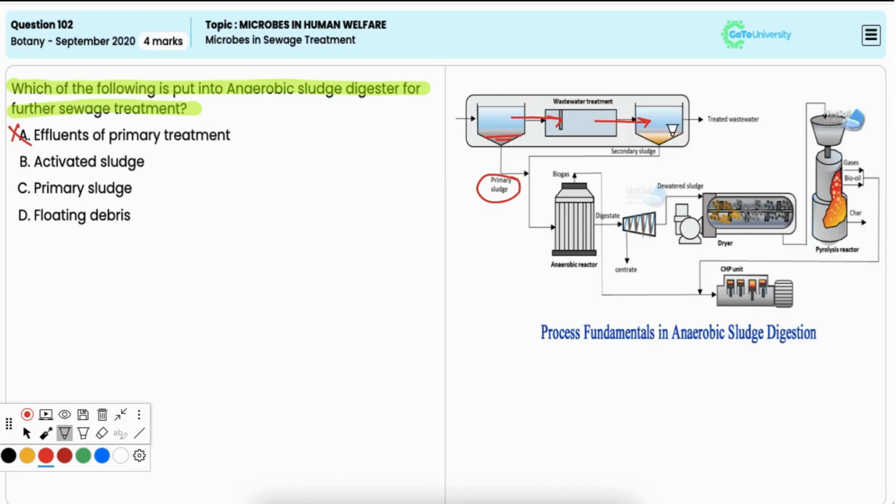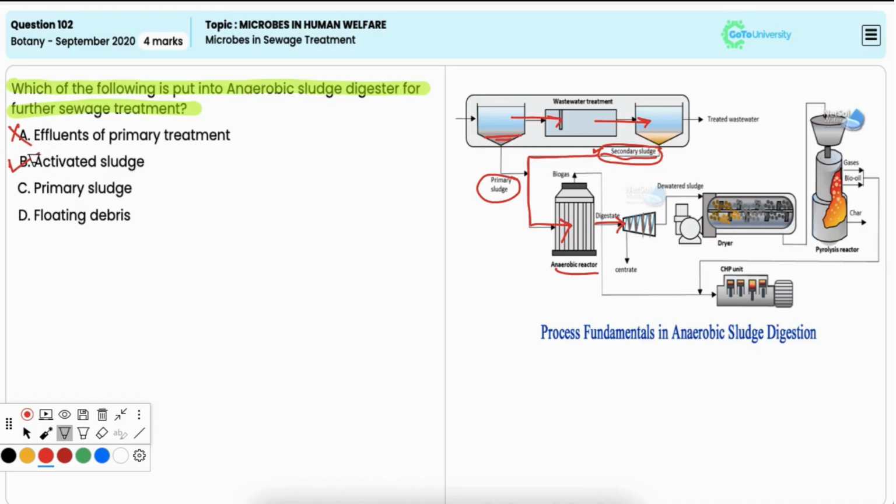Now, in wastewater treatment plants during the secondary treatment, that is the aeration stage, the wastewater undergoes a biological process where microorganisms break down organic matter, and the resulting mixture of wastewater and microorganisms forms a sludge which is known as activated sludge, and the excess activated sludge is sent to the anaerobic sludge digester for further treatment, where anaerobic bacteria digest the organic matter. Hence, it is the correct option.